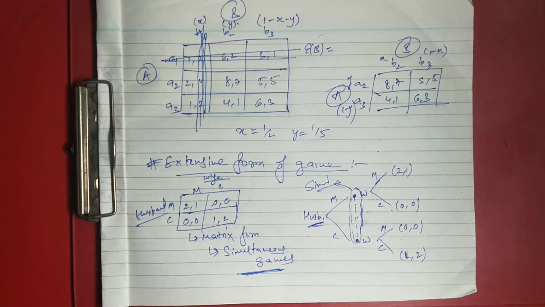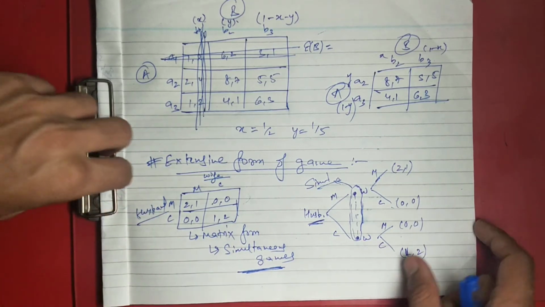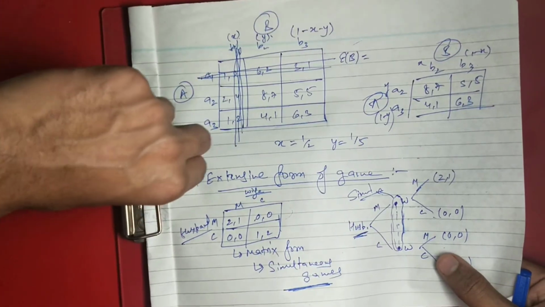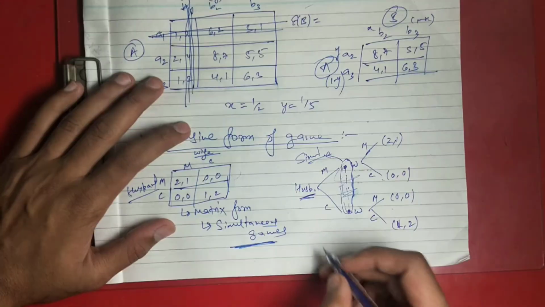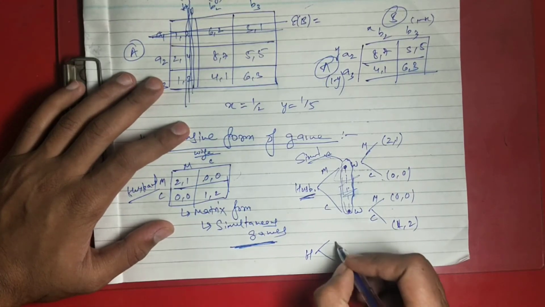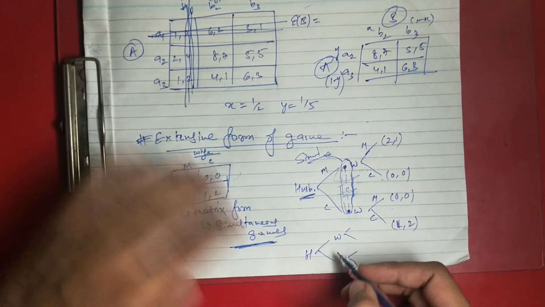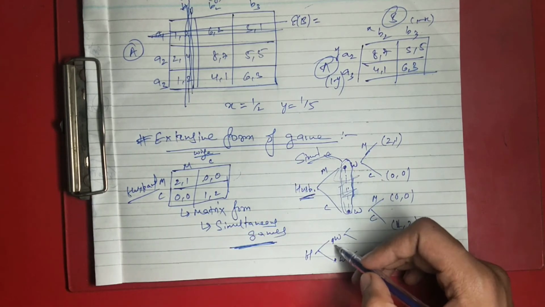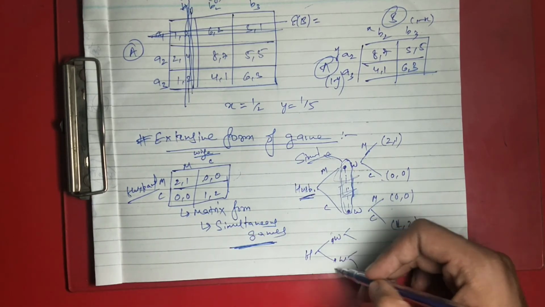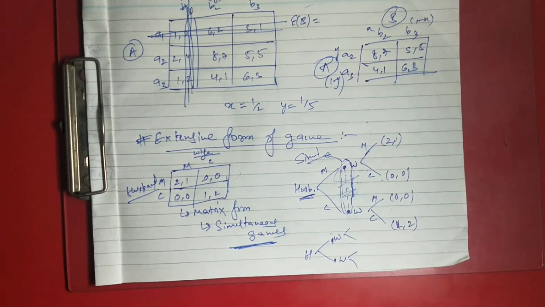So therefore it is the extension form of simultaneous game. Okay, so this is the extension form of your simultaneous game. Got it? And if I remove this dotted oval, like this, there is no dotted oval here, or a single dotted line, then it is a sequential game.